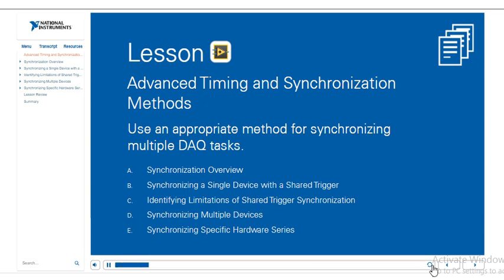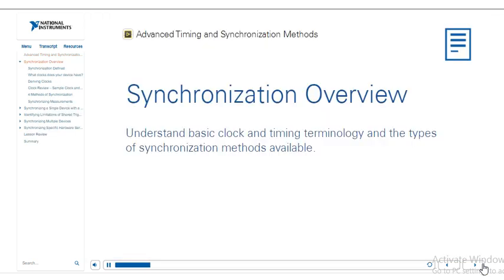In this lesson, we'll discuss advanced timing and synchronization methods. So in this lesson, we'll learn how to find appropriate methods for synchronizing multiple DAQ tasks. Let's say that we want two measurements to correspond with each other. To do this, we're going to want the measurement and the generation task to start at the same exact time. To do that, we'll need precise clocks and timing.